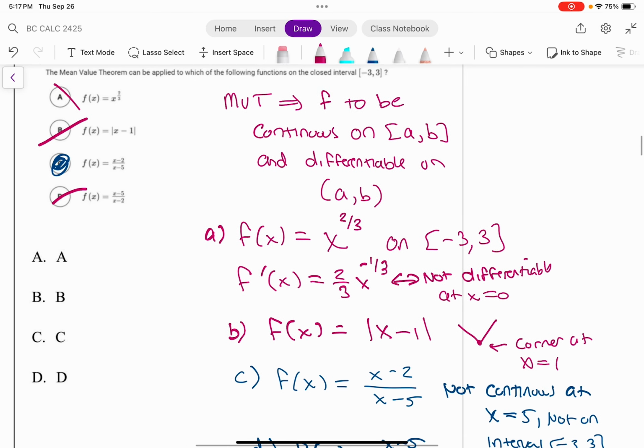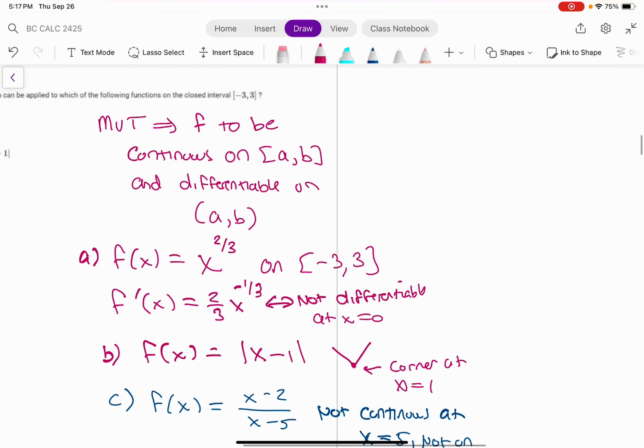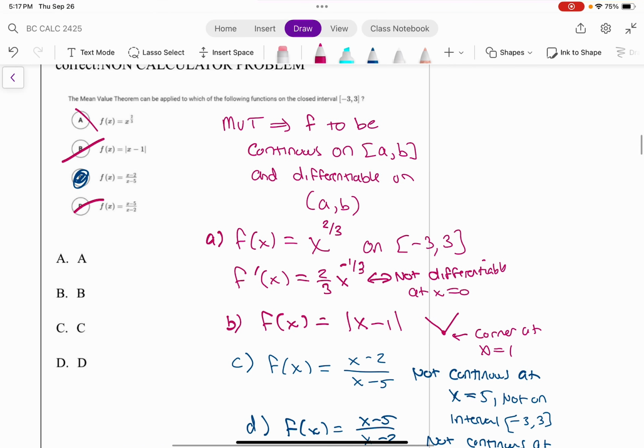Okay, so we're left with the answer choice C. And again, just note that C is not a continuous function everywhere, but it just needs to be continuous on the interval we care about, which was -3 to 3.